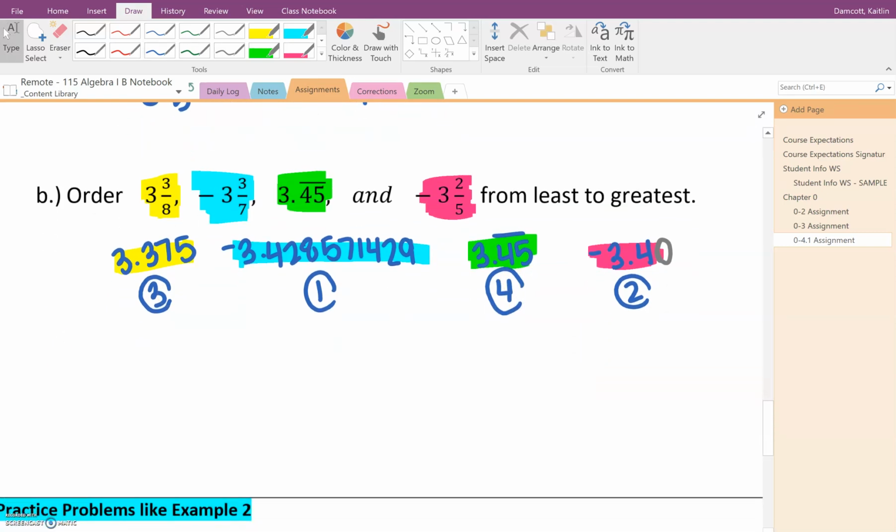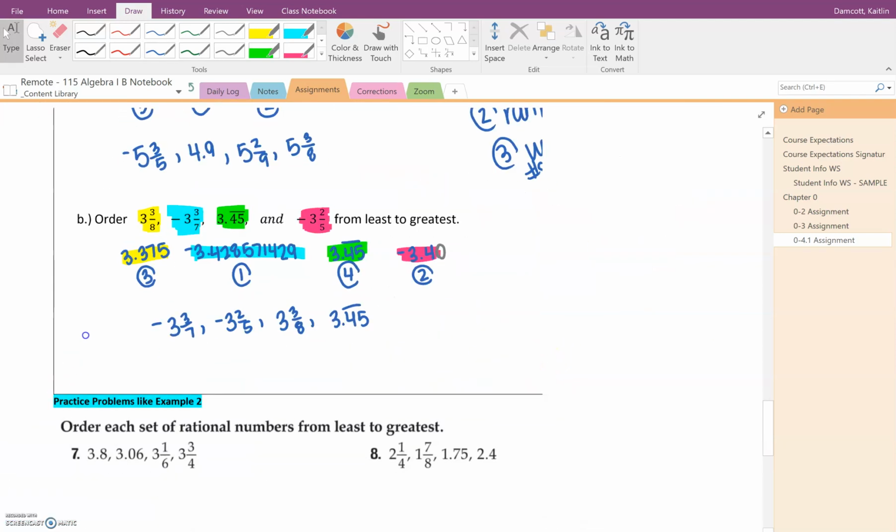So now we've ranked them. The last step in this is just writing out our answer with the original numbers in the correct order. So -3 3/7 is the first fraction. That was the blue one. Pink came next, so -3 2/5. And then our next one we ranked, number 3, yellow, was 3 3/8. And then finally, in fourth place was the green, which was the 3.45 repeated. So that's our process.